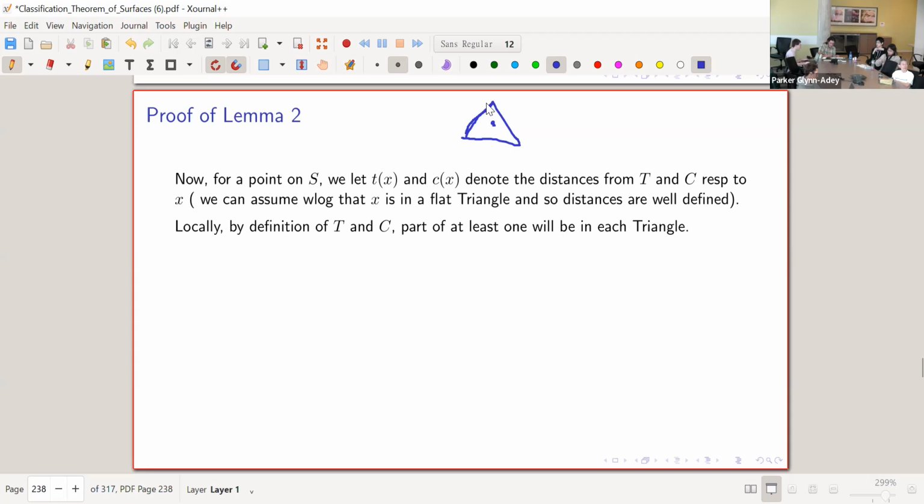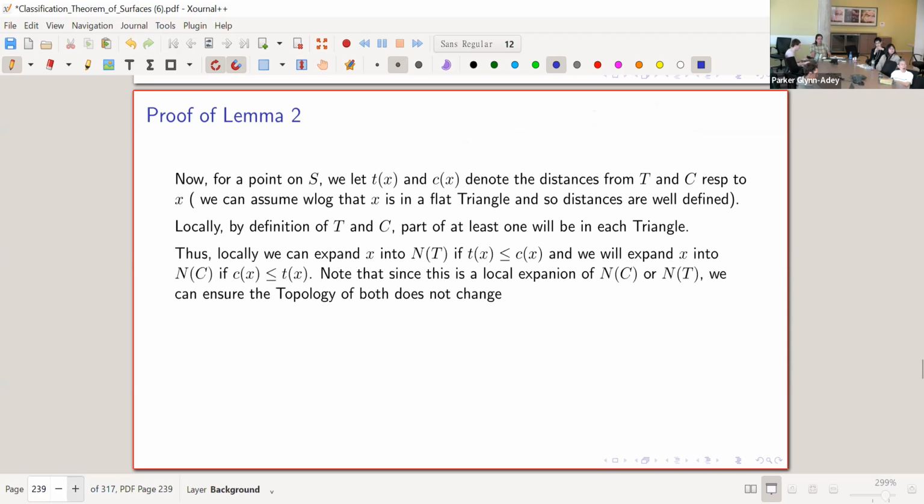So if we have a point in the triangle and we have some neighborhood of maybe N of T or N of C, we can always grow out this neighborhood to include the point, right? And locally, it'll still be homeomorphic to a disk, because we didn't change the topology at all. So if the distance from T is greater, then we're going to expand it into N of T. And likewise, if the distance to C is less, we're going to expand it into the neighborhood around C. And these resulting neighborhoods are homeomorphic to the originals.